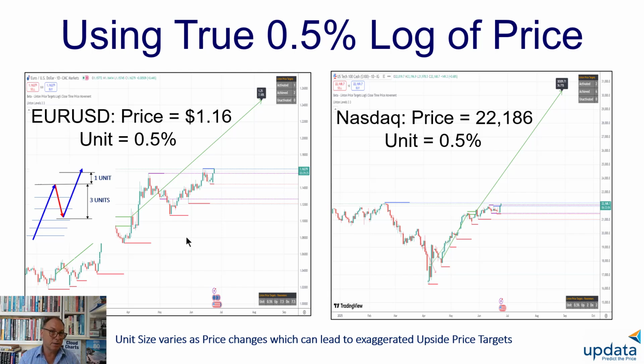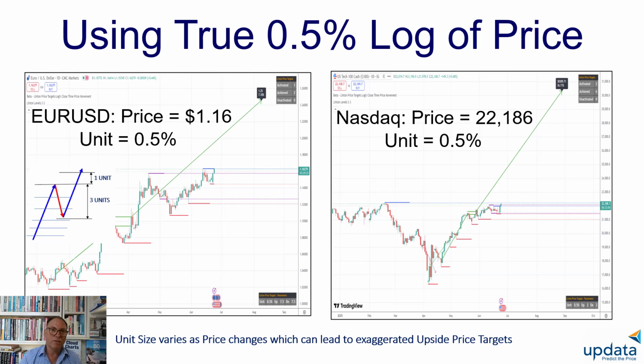Now, the same thing with log scale is if you're using the targets, it will exaggerate the upside targets. If something's been rising, you get bigger upside targets, because it's log, and it will actually underestimate downside targets because the units are getting smaller as you go down. So it's just worth remembering that on log scale, your upside targets will be exaggerated and your downside targets will be less exaggerated. And so that's just something to consider.